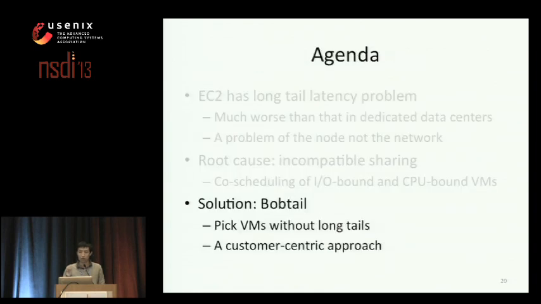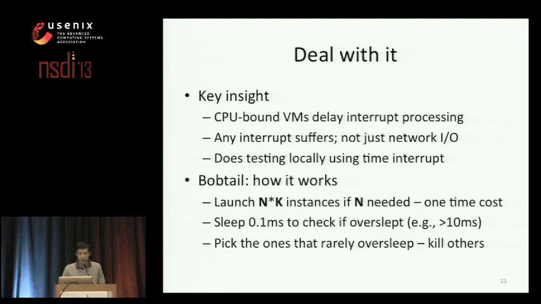Now, we know EC2 has a long tail latency problem, and we know what the root cause is. Now let me present Bobtail, a solution that helps developers pick VMs that don't suffer from the problem without any help from the service providers. Remember, the key insight we have is that it is the CPU-bound VMs that delay interrupt processing of their neighbors. In fact, that happens to any interrupt, not just network I/O.